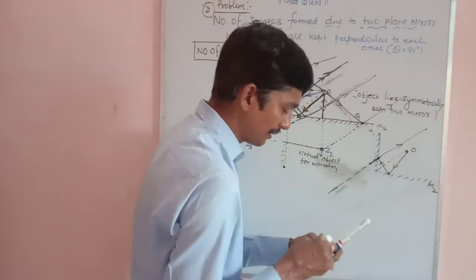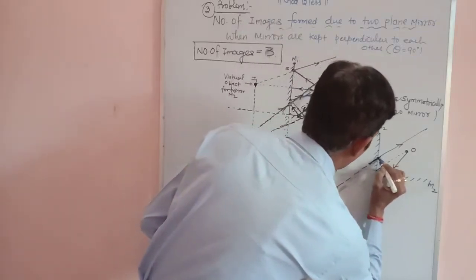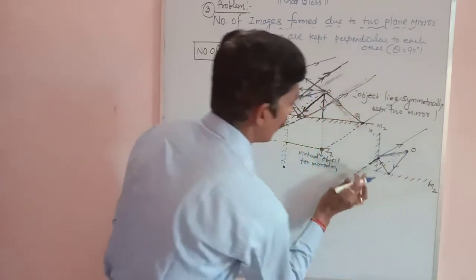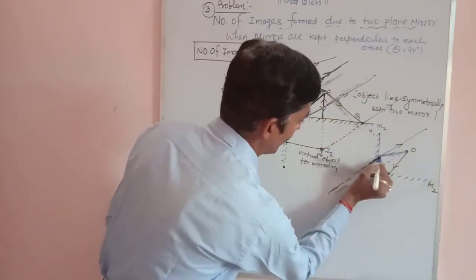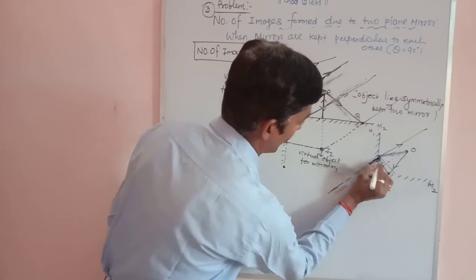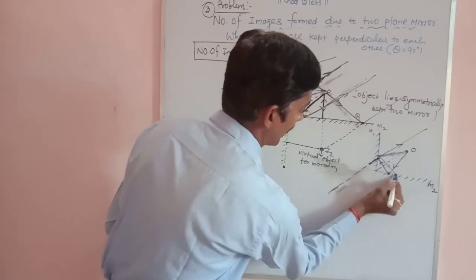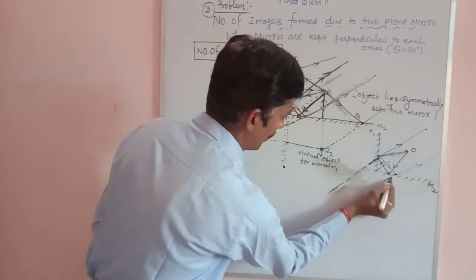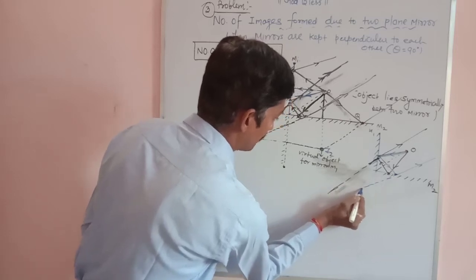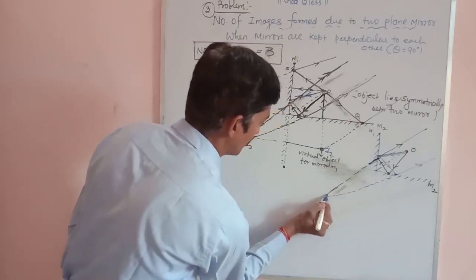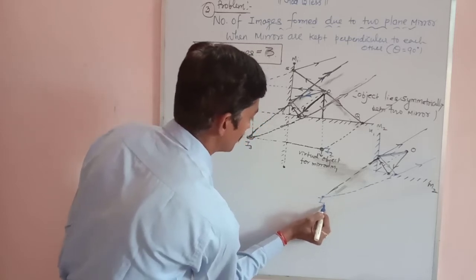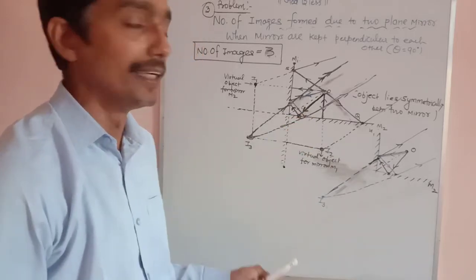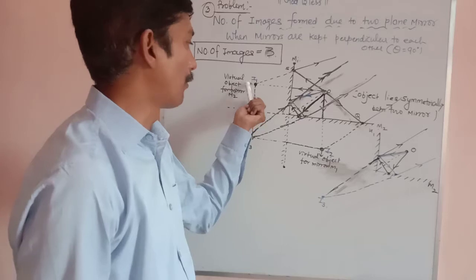Similarly, say one more ray will be falling over here from point object O on mirror M1. It will be reflected here. From mirror M1 it will reflect here, fall on mirror M2. From M2 it will reflect here, and this also produces inside, and both of these will meet at point I3. So this is what is actually happening for the third image I3. Rest all is okay for I1 and I2.